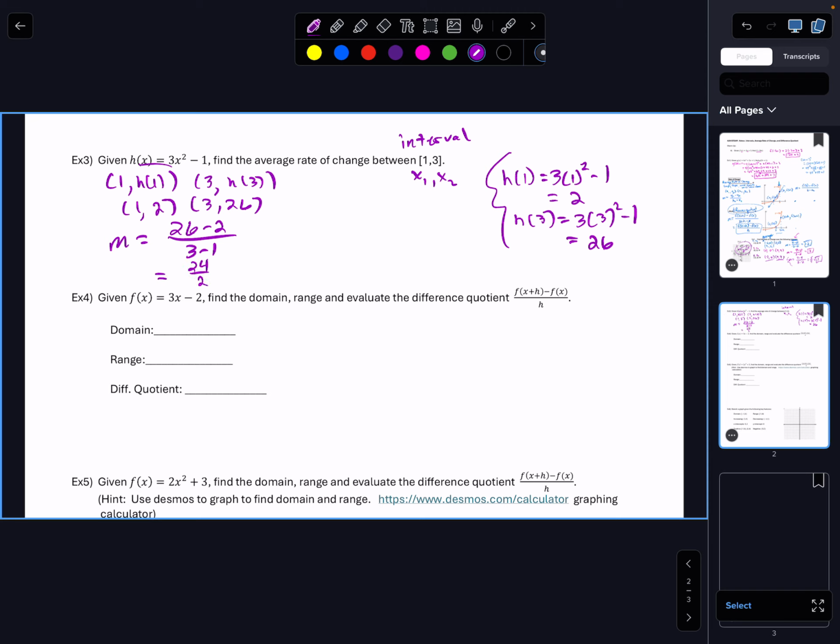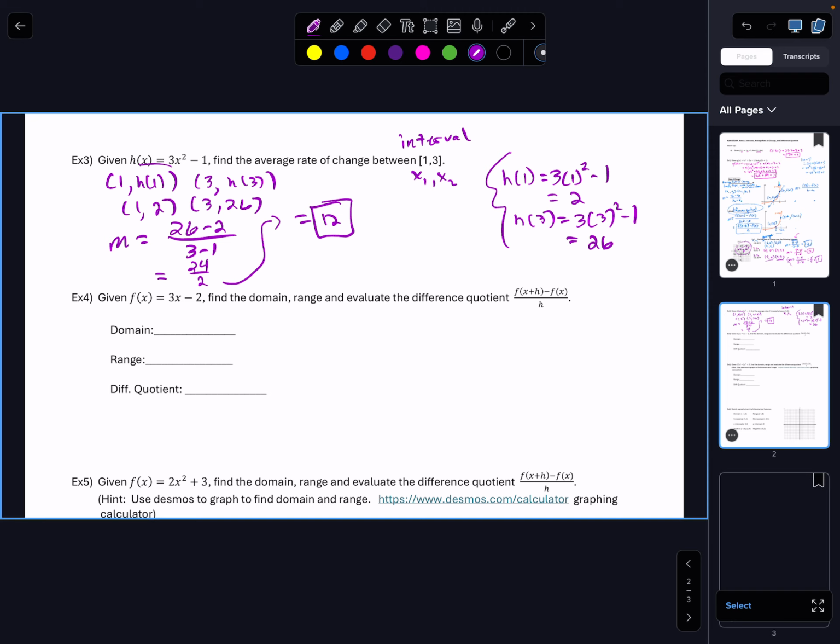And when I run out of room vertically, I show an arrow to indicate to whoever's reading this where we're going next. And you get 12, and then box that as my final answer. There's a lot going on there. You got work over to the left and the right, and tell me what is my final conclusion here. That is my average rate of change.